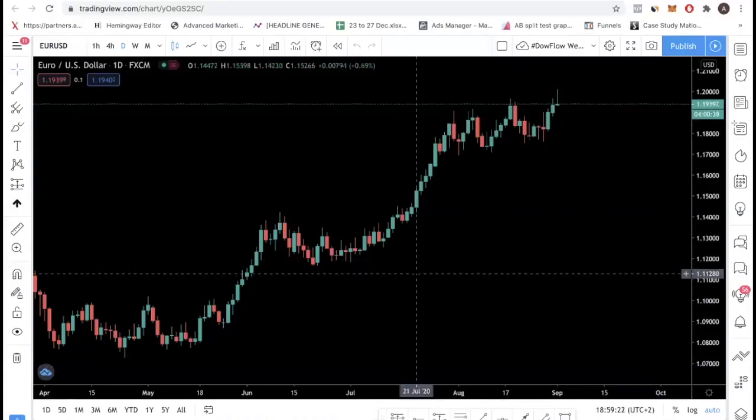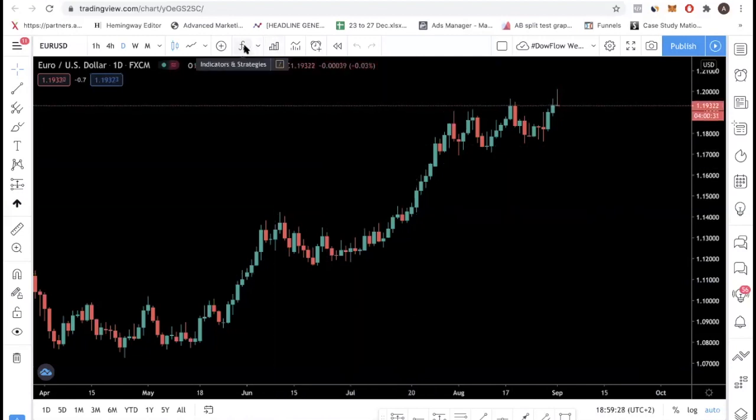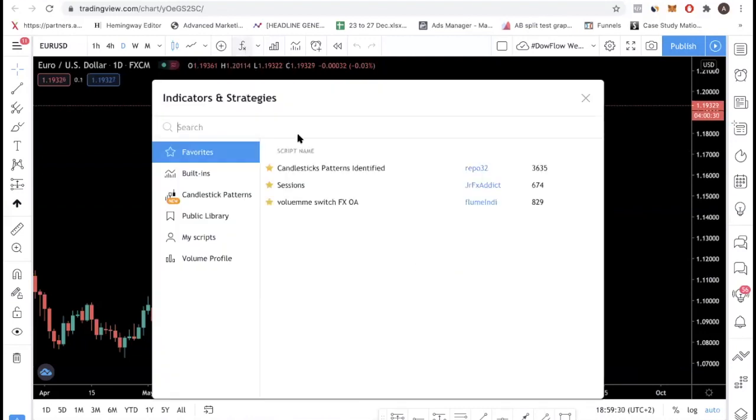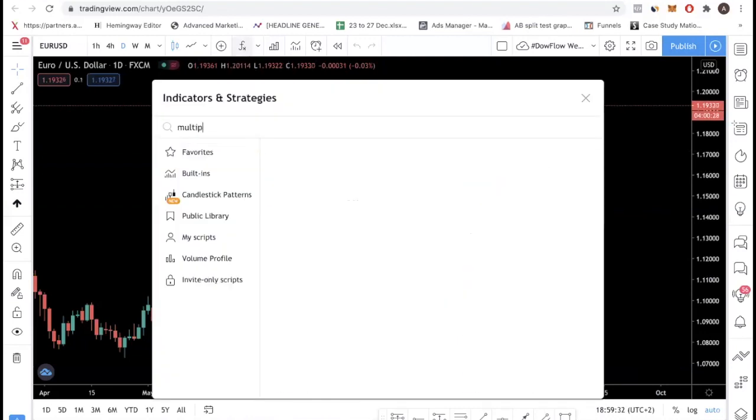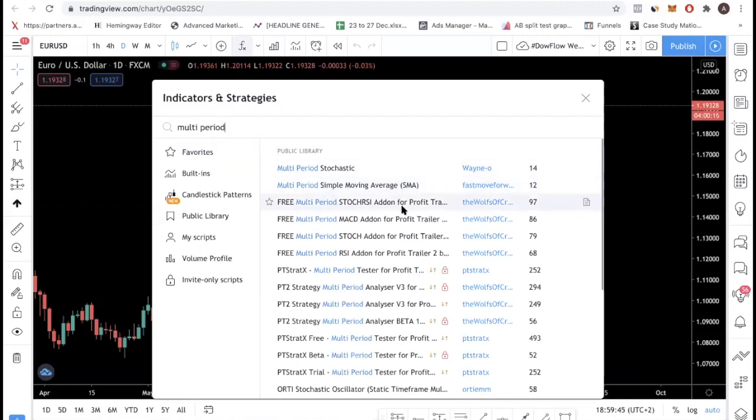So right now I'm at tradingview.com. This is one of the charts. The first thing that you want to do is click on the indicator section over here, and type multi-time period as I explained earlier on. Sorry, I think it's multi-period. Let me see. It's multi-time period. Sorry about that. Let me see if I can find it.